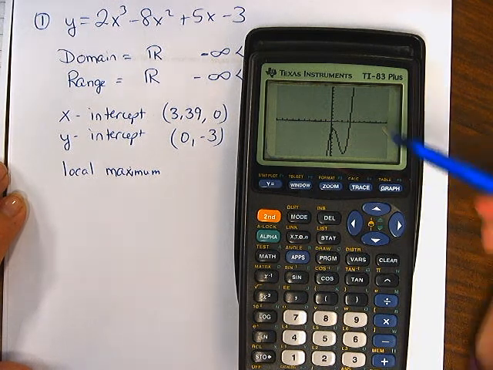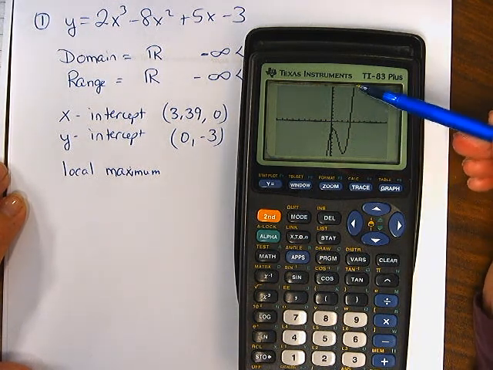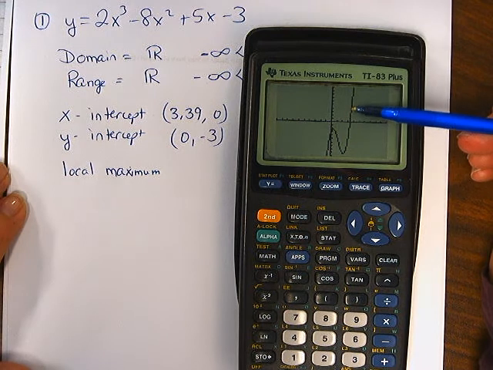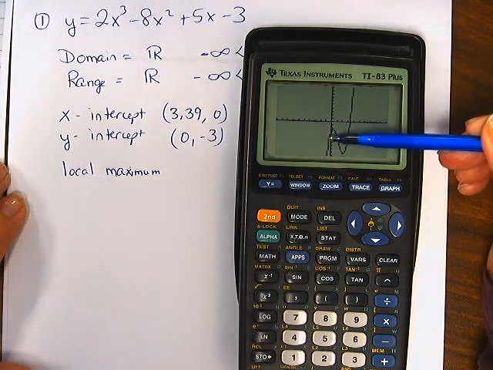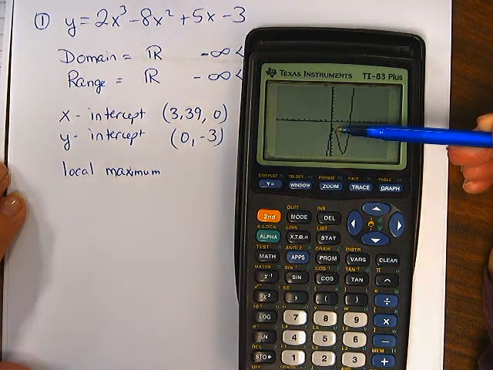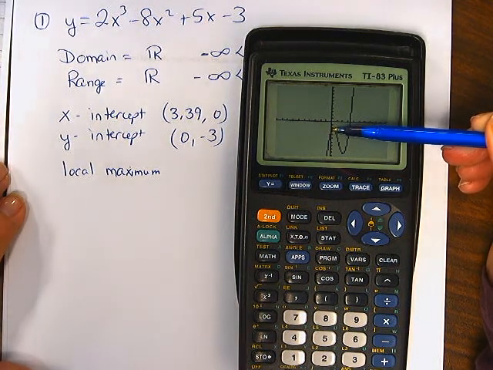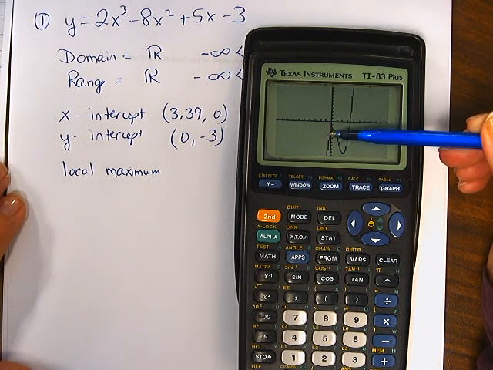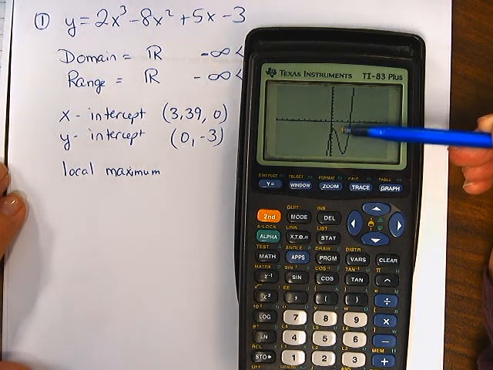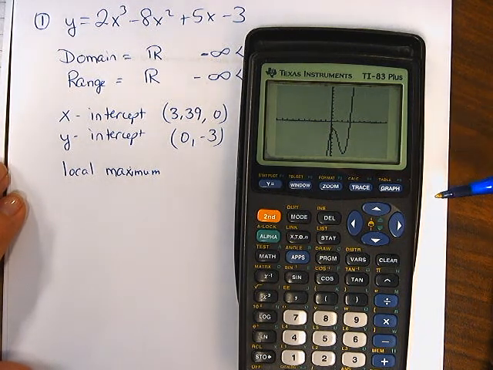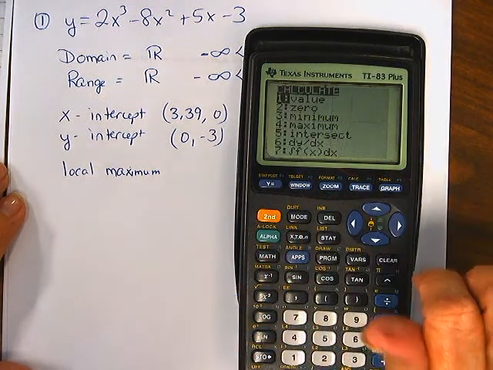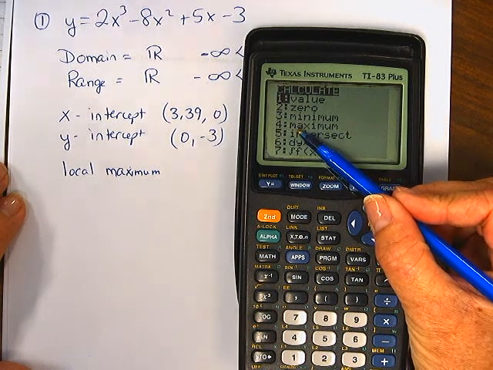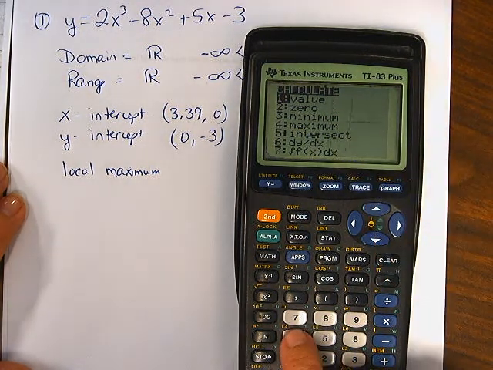So if we come back over here, we've said that our domain goes all the way up to the range goes all the way to infinity, but there's a peak right here, if you notice. So we want to find what are the coordinates of that. Oh, it's almost like a vertex, isn't it? We want to see what, in this little area, is that peak or that maximum. And to do that, we do second, trace, and it's a maximum we're looking for, so we choose option 4.